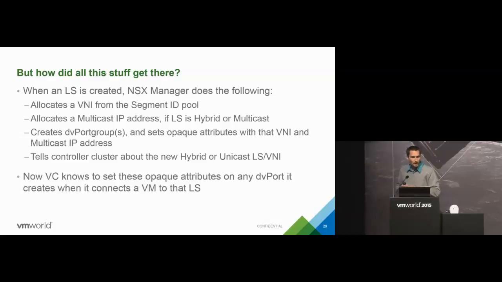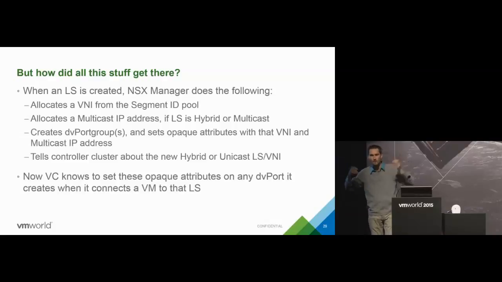So, a quick background on the logical switch creation. When you create a logical switch, NSX Manager allocates the VNI. It's got the pool that you've configured there, the segment IDs. You say segment IDs from 5,000 to 10,000 or something like that. So it goes into that segment pool, grabs the next one, and allocates a multicast IP address if your logical switch was of type hybrid or multicast. We'll create DV port groups on the VC and give them the multicast IP address and the segment ID or VNI as part of the creation of these distributed port groups. They are passed as special opaque attributes.